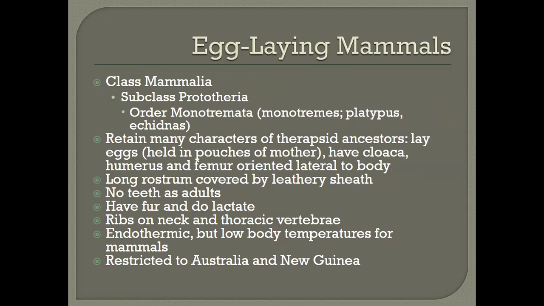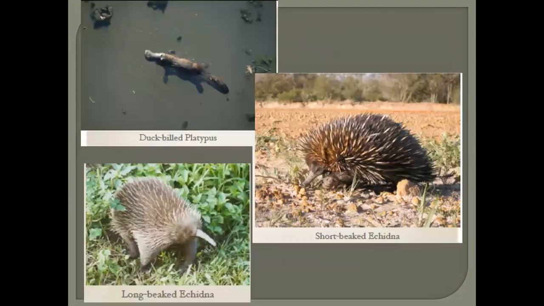They're endotherms with very low body temperatures. They're restricted to Australia and New Guinea, and the males of at least the platypi can have poisonous spurs on their back feet. They're interesting creatures. And here are our three: the duck-billed platypus, the short-beaked echidna, and the long-beaked echidna. And that is all for the egg-laying mammals.